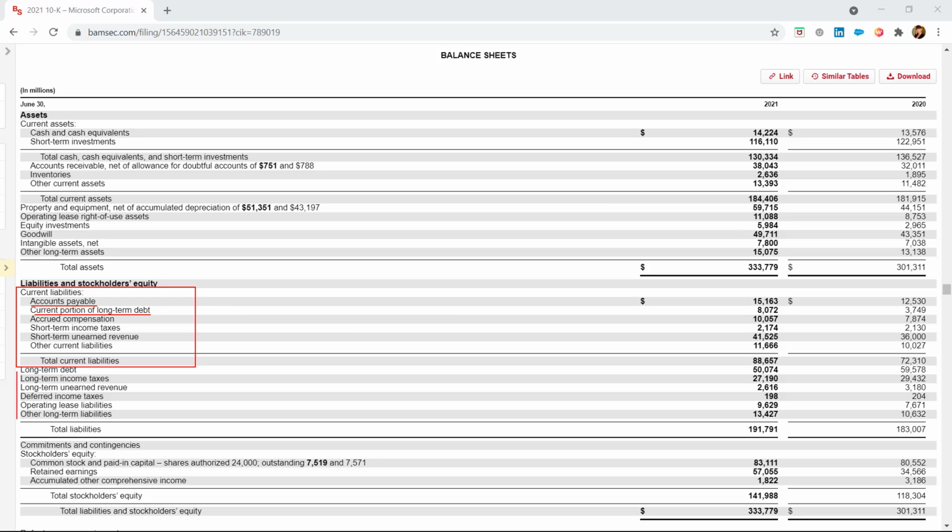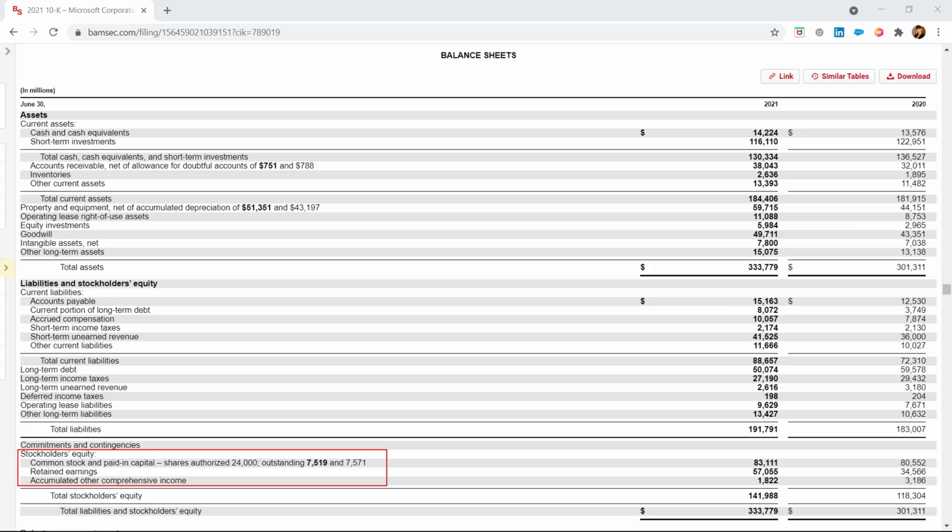Current portion of long-term debt is specifically the portion due within this year of a piece of debt that has a maturity of more than 1 year. For example, if a company takes on a bank loan to be paid off in 5 years, this account will include the portion of that loan due in the next year. And then non-current liabilities are listed below on the balance sheet.